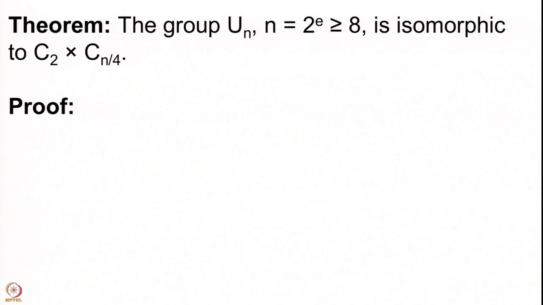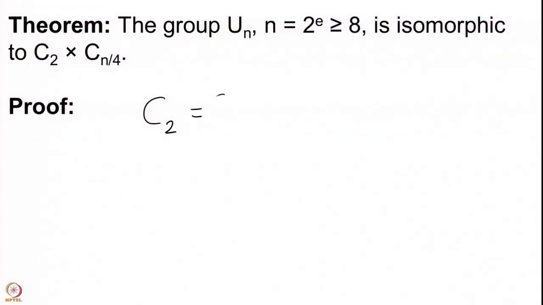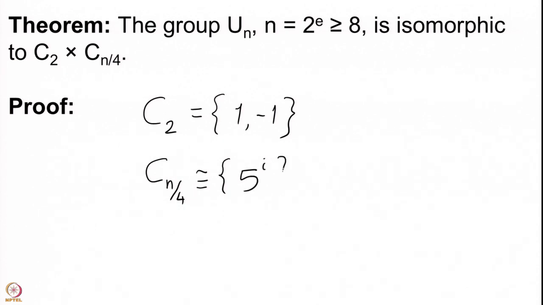So, our next result is when we look at the group U_N, this is isomorphic to C2 cross C_{n/4}. I have already told you that we are going to prove this result, but we are going to prove something more general. So, what we are going to prove is the following thing: we will produce a generator for each of these. We observe that C2 is simply the group of square roots of 1 in this U_N, and we are going to write C_{n/4} as the group generated by 5 powers.